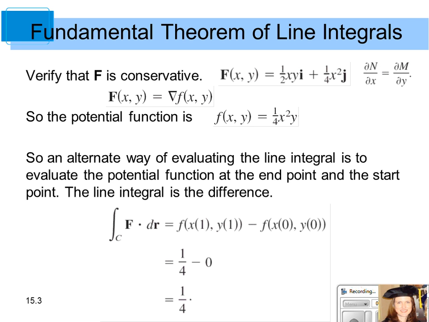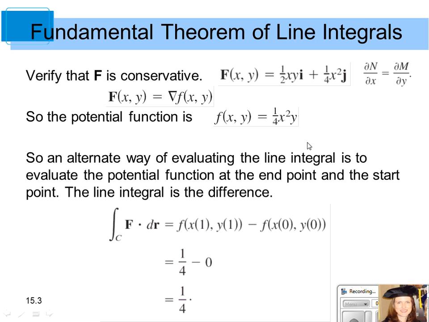And if it is conservative, then there is a potential function. And the way you find the potential function is integrating M with respect to x and N with respect to y, and you'll find that the potential function is 1/4 x squared y, and I would also put a plus C there. It is actually not necessary when we use the fundamental theorem of line integrals, which gives us an alternate way of evaluating the line integral.